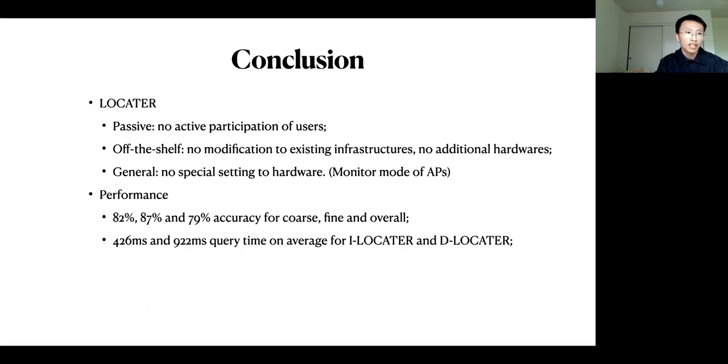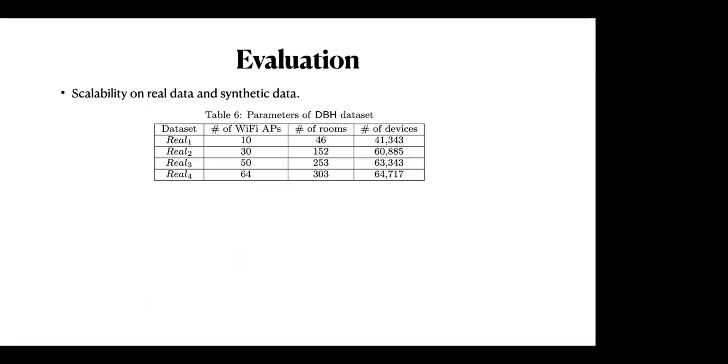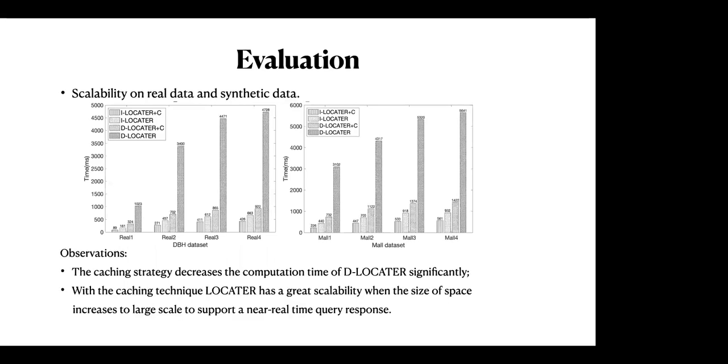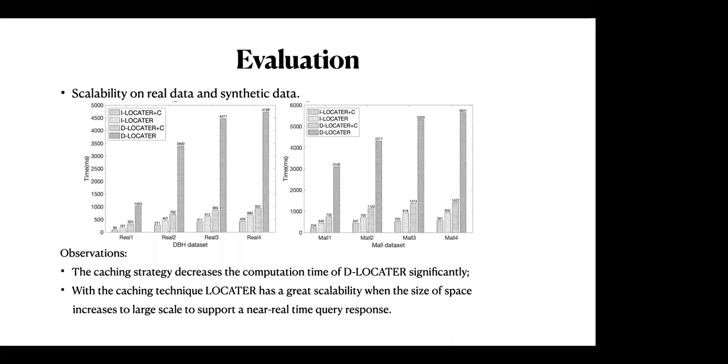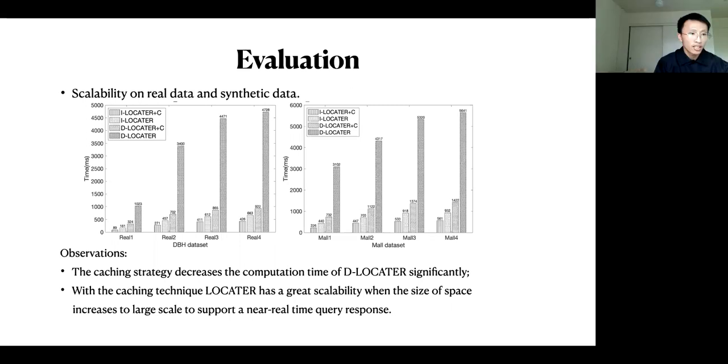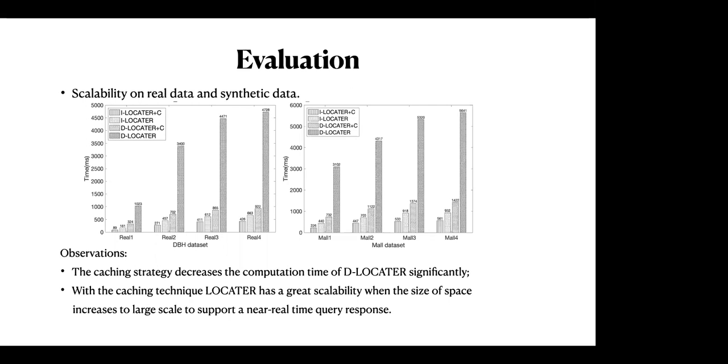So the conclusion is locator. So how much is the time again? Let's have a look. Even with the caching, how much is the time? So for the iLocator, it's around 300 milliseconds, right? And for the locator with caching, I think it's around half a second or 1 second.